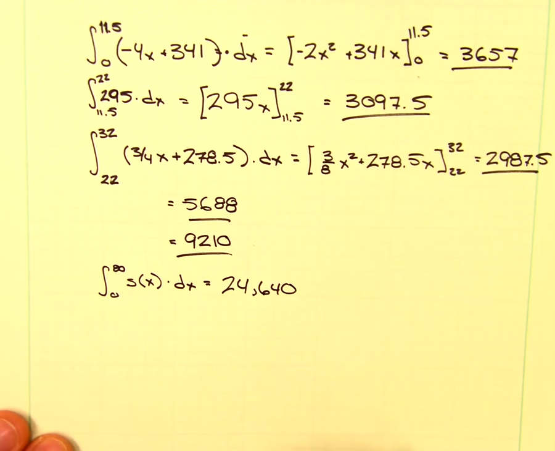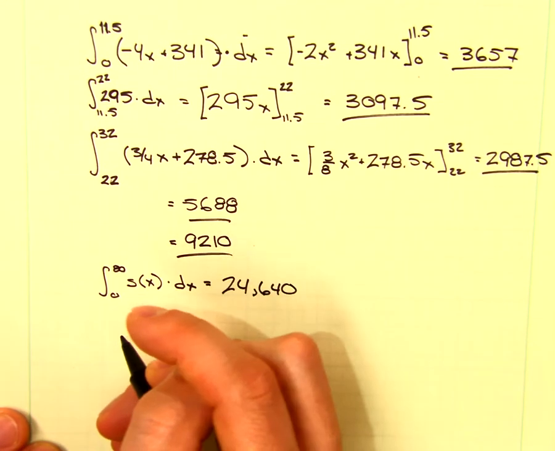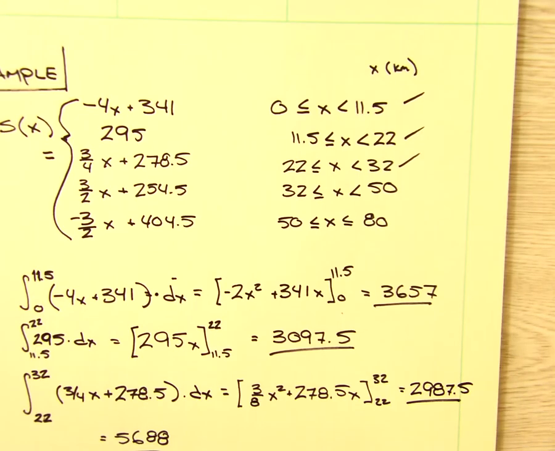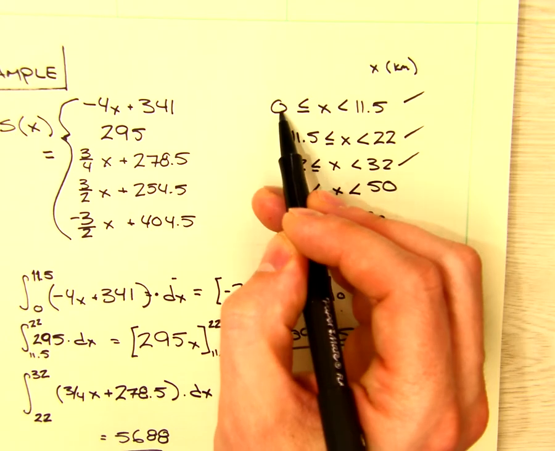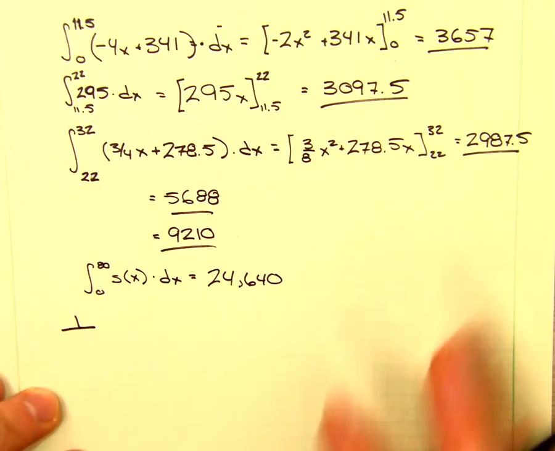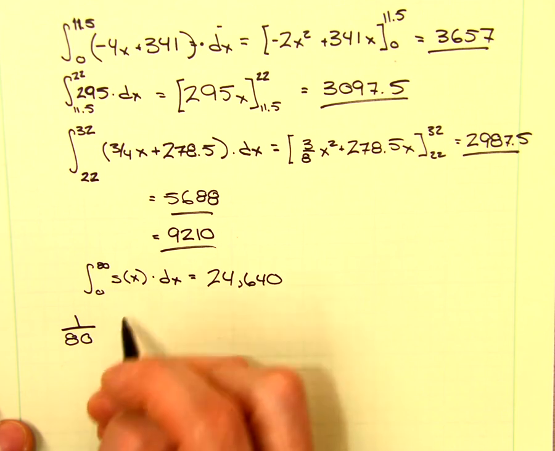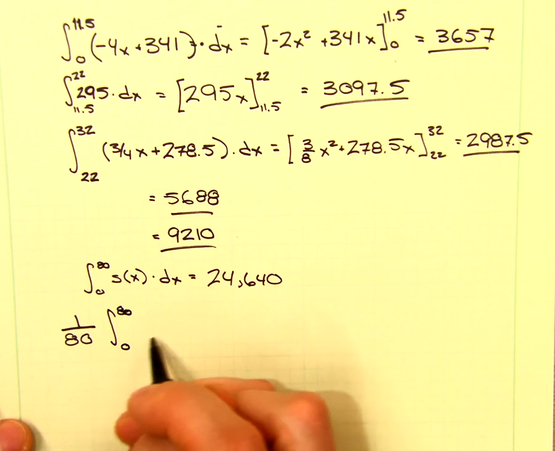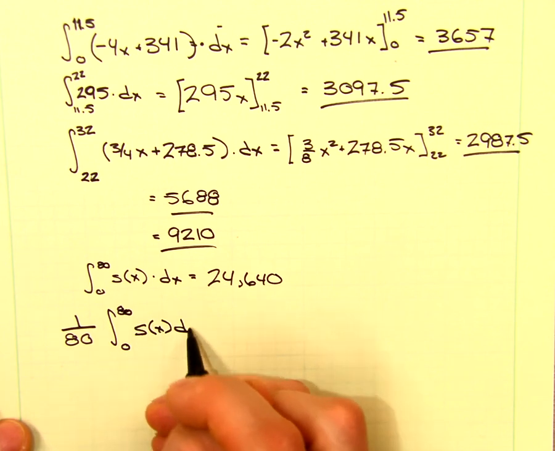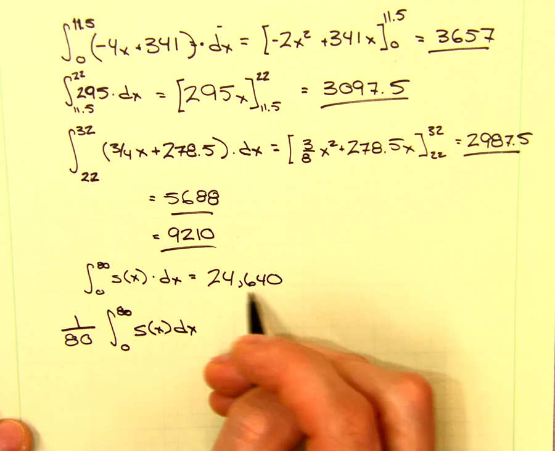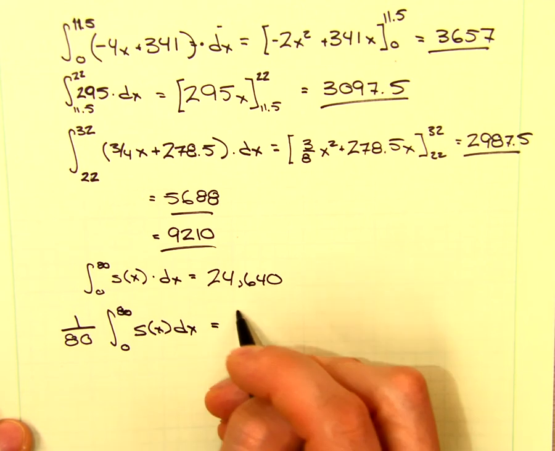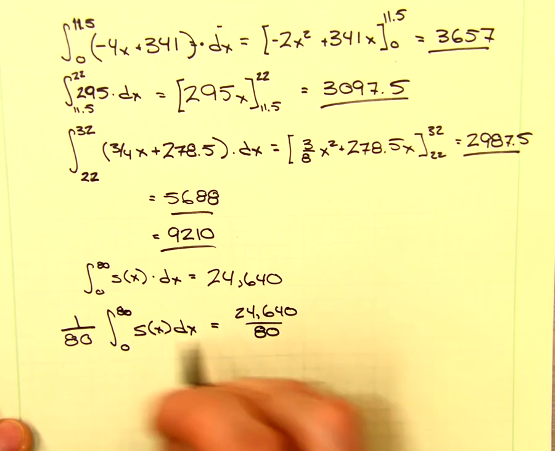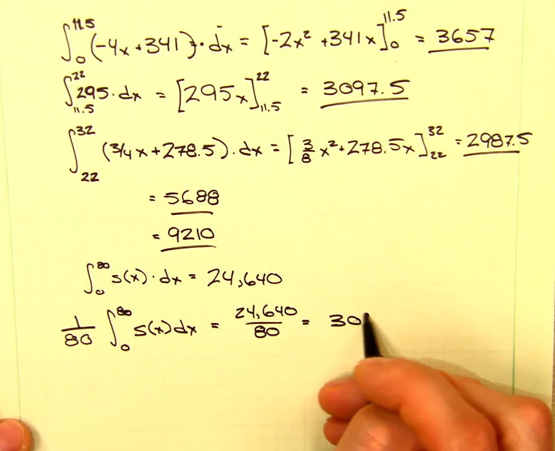Now, in order to figure out what the average speed of sound is, I just need to take this and multiply it by my interval. So I could say 1 divided by, and remember our interval in this case starts at 0 and goes to 80. So I'd say 80 minus 0. I'm going to get 1 divided by 80 times the integral from 0 to 80 of s of x dx, which I already know is 24,640. So this is 24,640 divided by 80, and this is going to be equal to 308 meters per second.